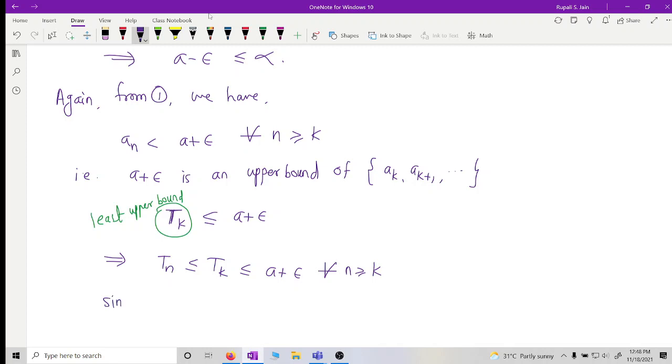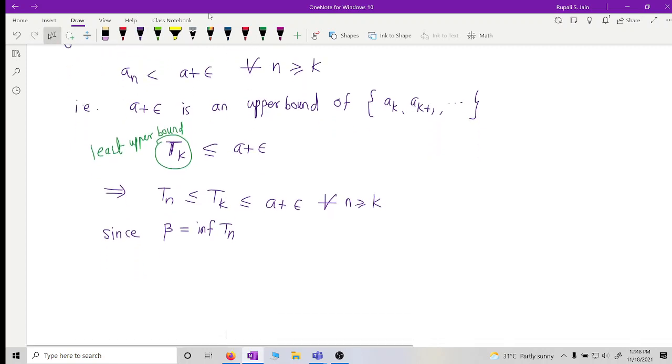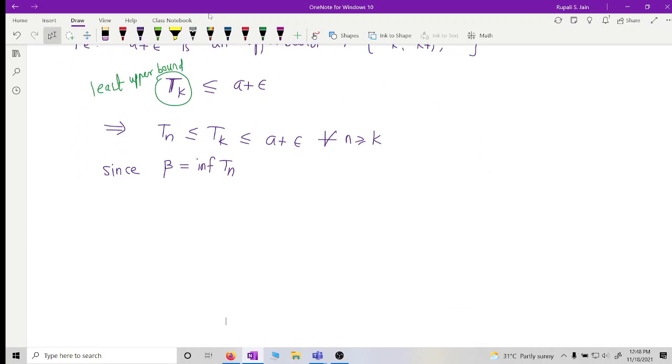Now since, what is beta? Beta is my infimum of capital T_n. So what should be the relation between beta and T_n? Beta must be less than or equal to T_n for all n. Therefore, beta is less than or equal to T_k, which is less than or equal to A plus epsilon. So this implies beta is less than or equal to A plus epsilon.